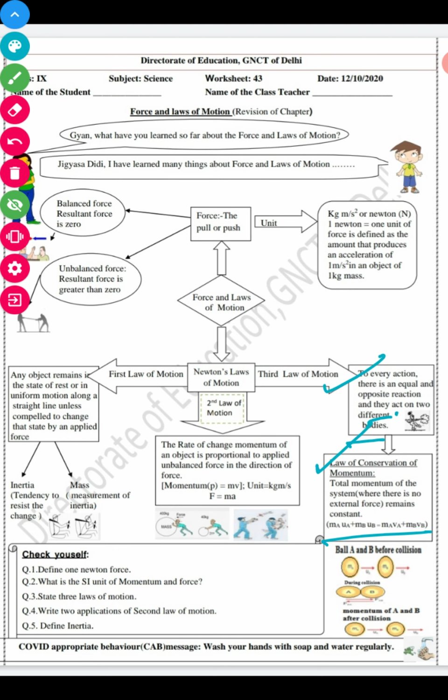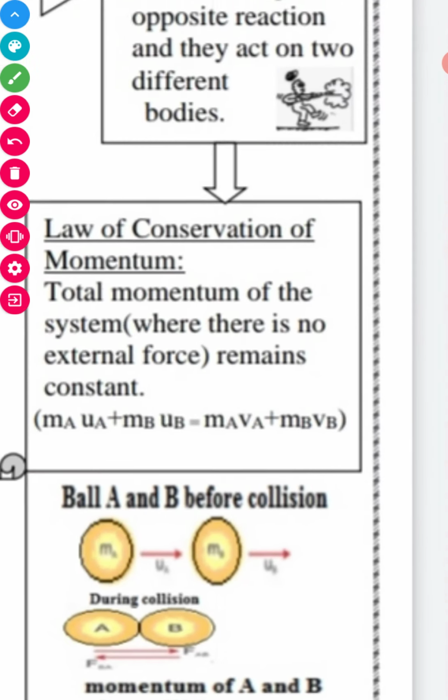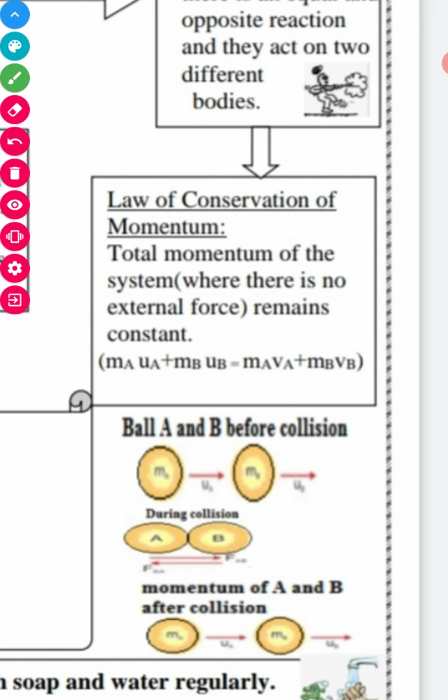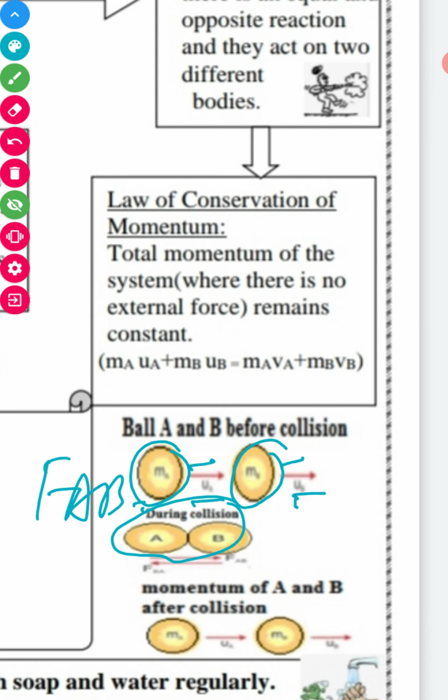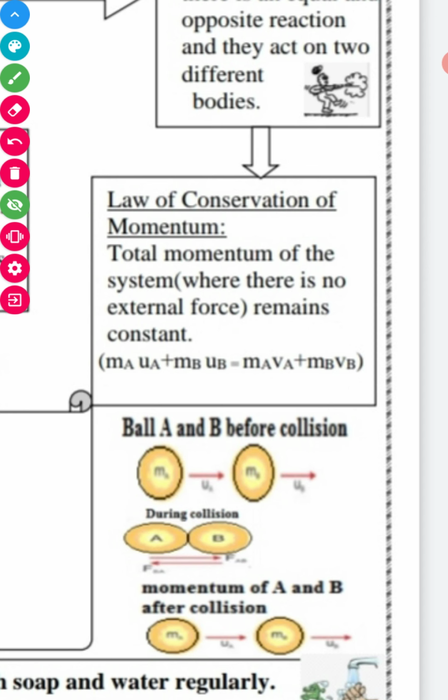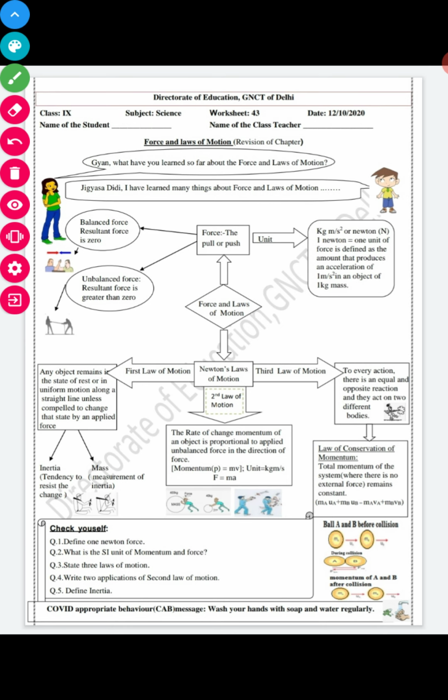Okay, and I'll show you this. This is the mass of a ball mA, this is mB. They are moving with initial velocities uA and uB, and during collision this FAB is equal to minus FBA, because they apply force on each other. The momentum of A and B after collision remains the same. Okay, so this is all about today's worksheet.